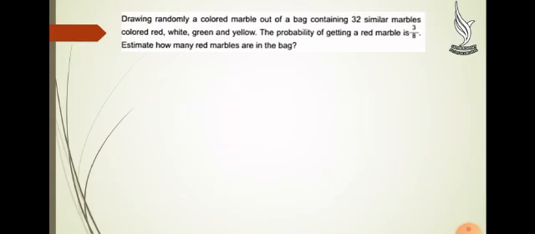Another exercise. Drawing randomly a colored marble out of a bag containing 32 similar marbles, colored red, white, green, and yellow. The probability of getting a red marble is 3 over 8. Estimate how many red marbles are in the bag. The number of red marbles is the given probability, 3 over 8, times the number of all marbles. We get the red marbles, which is 12 marbles.